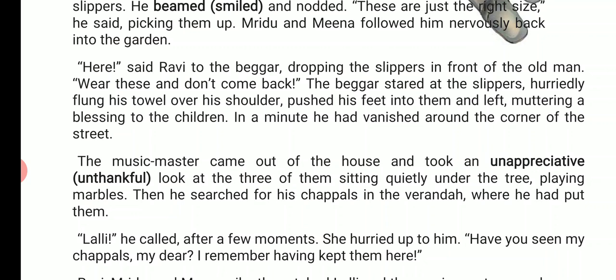"Lali," he called. After a few moments, she hurried up to him. "Have you seen my chappals, my dear? I remember having kept them here." So when the music master was not able to find his chappals, he called up Lali and asked, have you seen my chappal? Matlab kya tumne dekhi? Because I have kept them here only. So he was just asking Lali about the chappal.